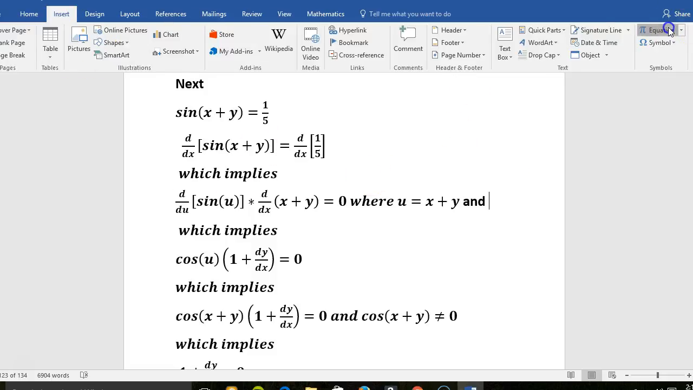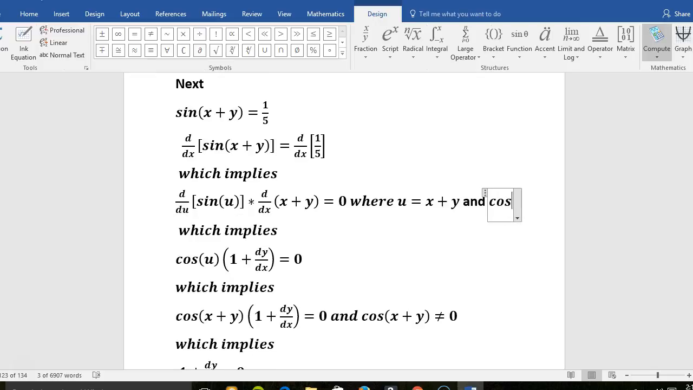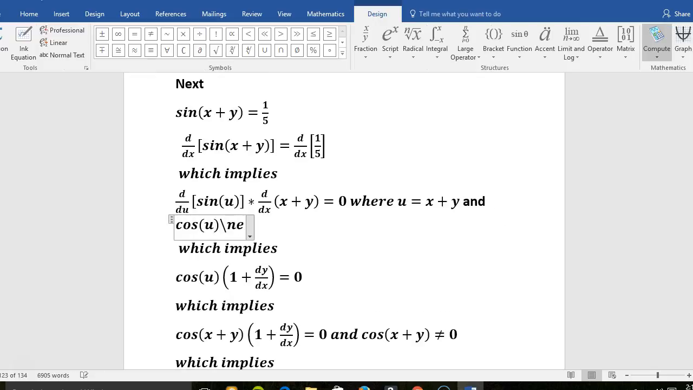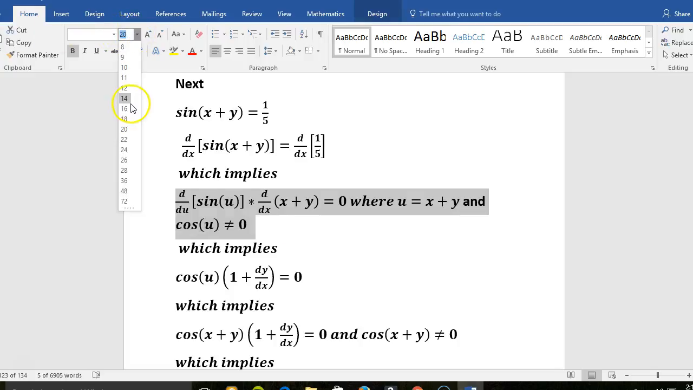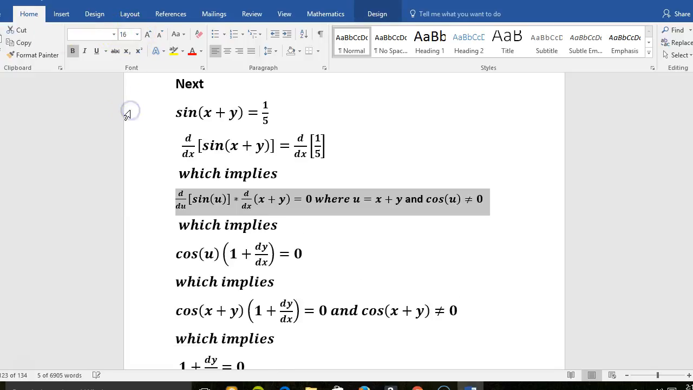I don't want to be too perfectionistic, but I better put that stipulation back in there. Cosine of u is not 0. And I'd like to have all my stuff on the same line here, so let me arrange that. Let me see if it will be nice to me. Come on, there we go.